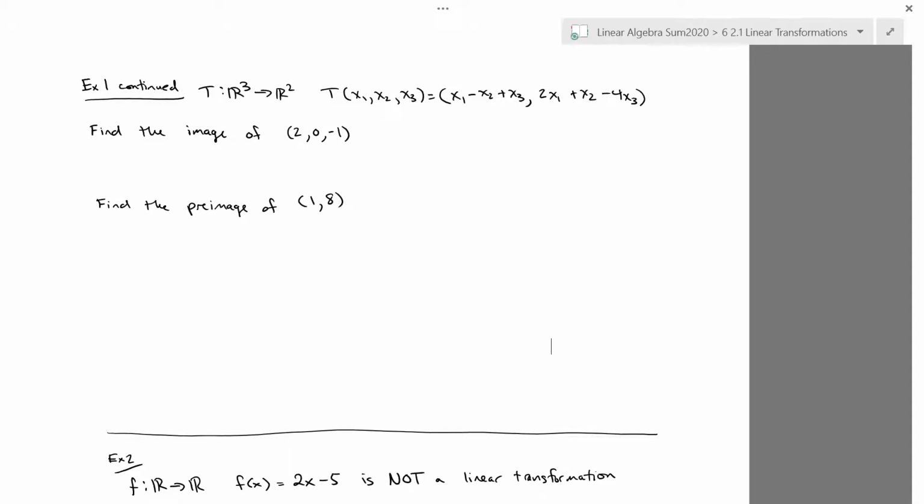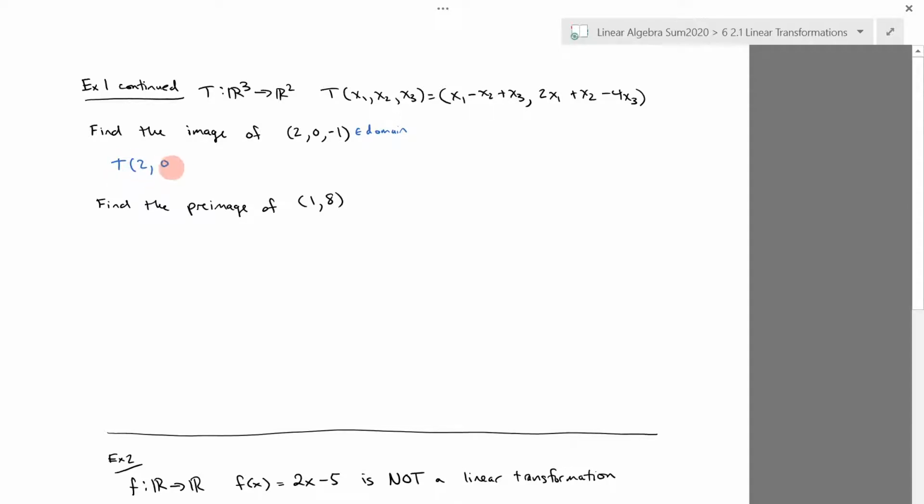Okay, so continuing with the same function from before, which we now know is a linear transformation, we want to look at how to calculate the image and preimage of some element. So here we want to calculate the image of this element in the domain. Right, so this one belongs to the domain. So to calculate the image of something, we just plug it into the function.